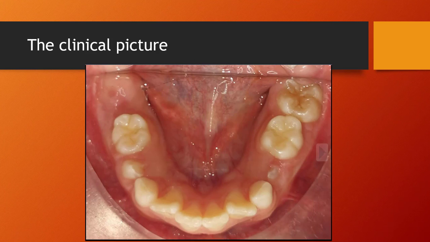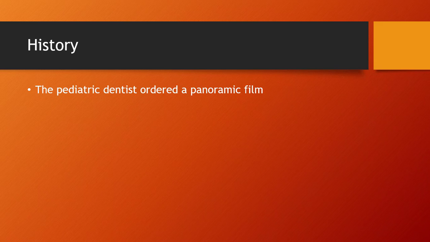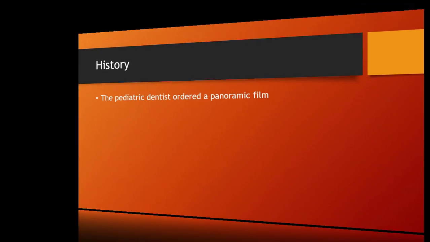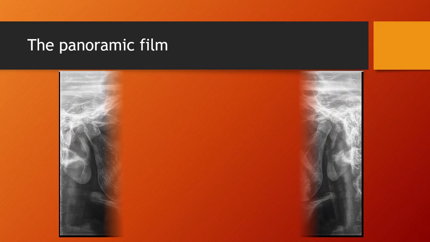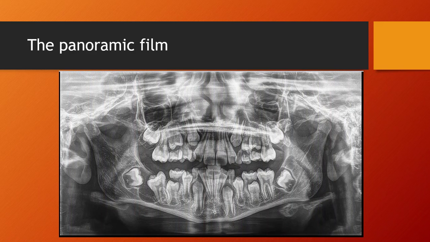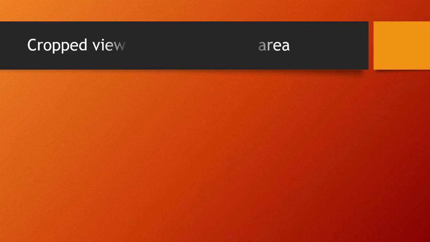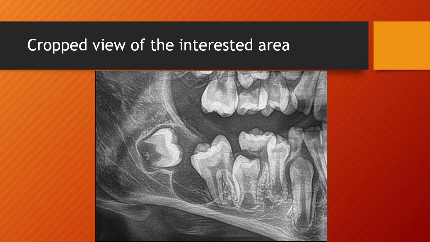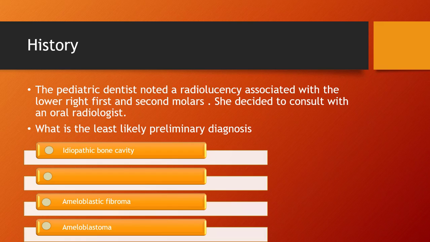This is the clinical picture. The pediatric dentist ordered a panoramic film. And this is a cropped view of the area of interest. The pediatric dentist noted a radiolucency associated with the lower right first and second molars. She decided to consult with an oral radiologist.